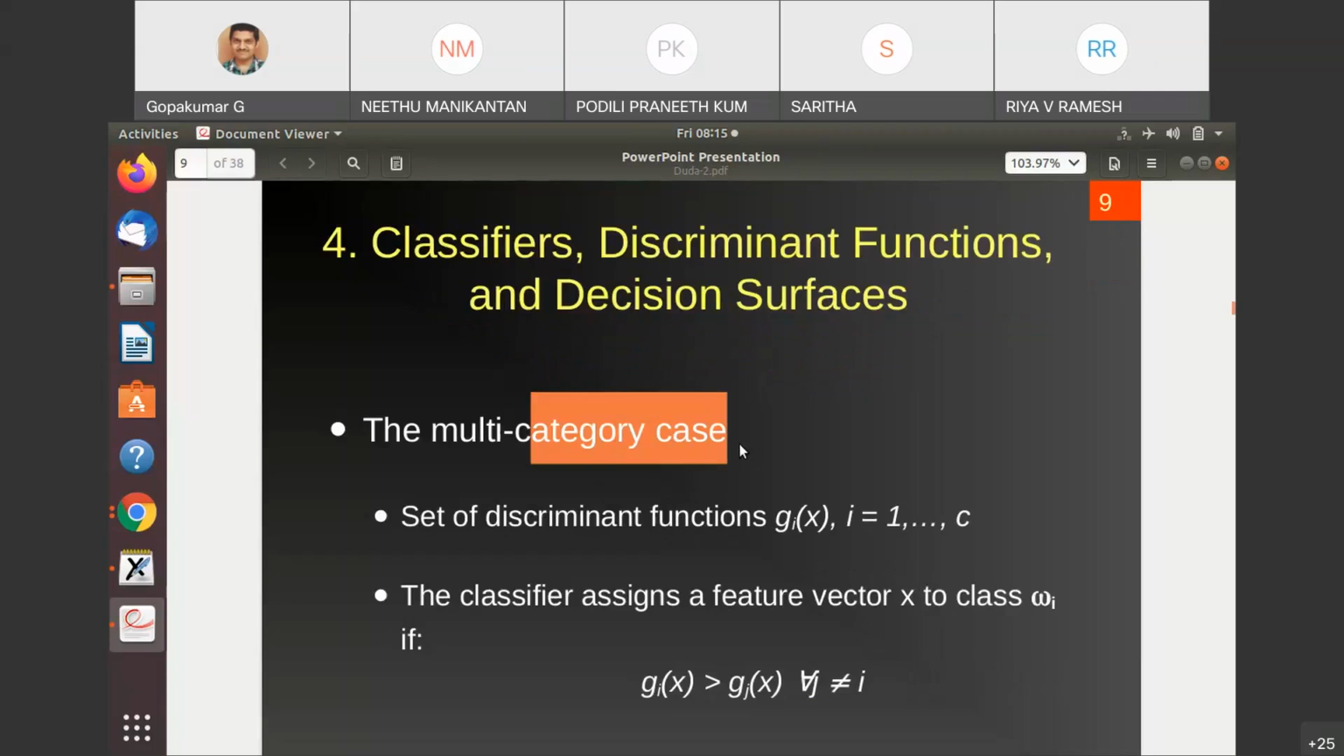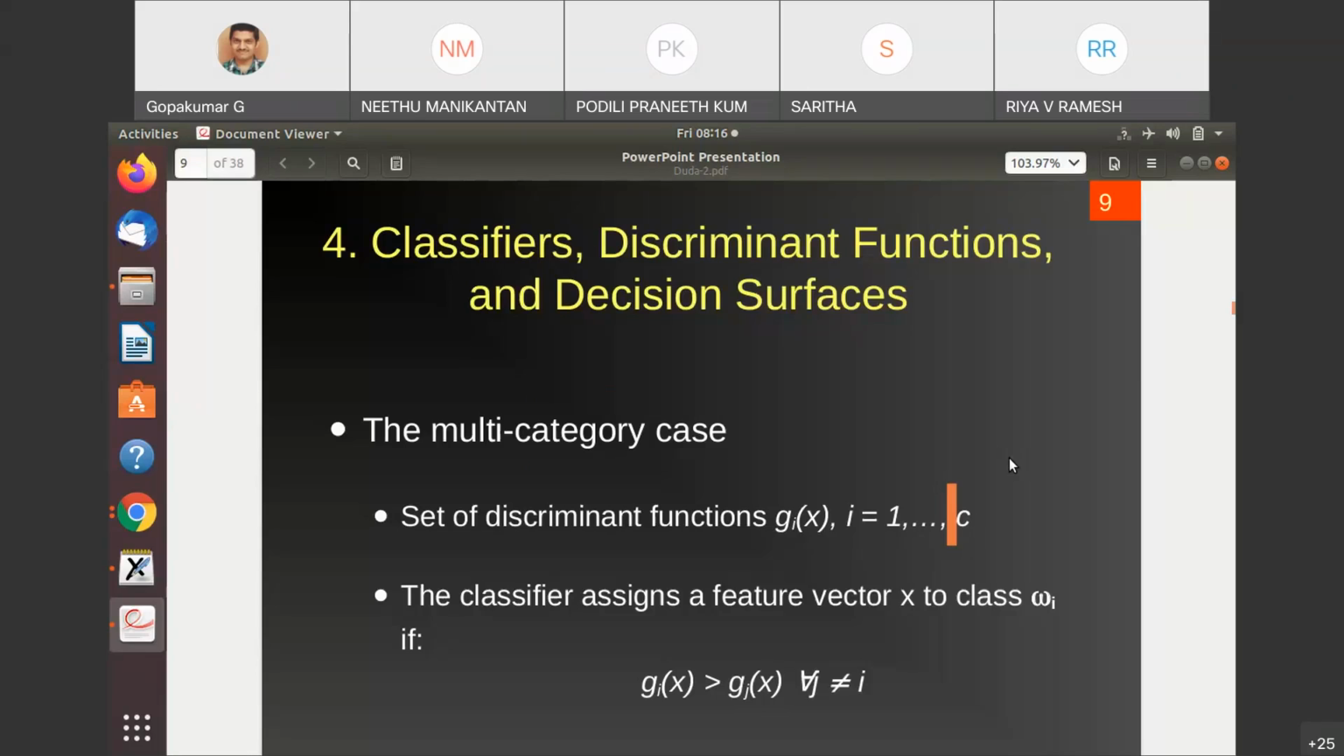So we have c number of classes, and we define a function called a discriminant function, g of x. That is the function we define as the discriminant function, and the value of that particular function will be used for decision making.